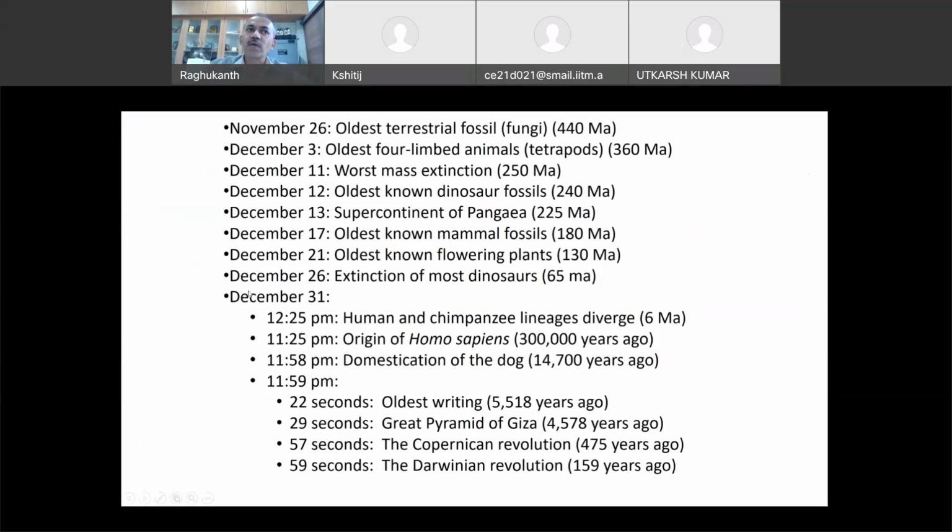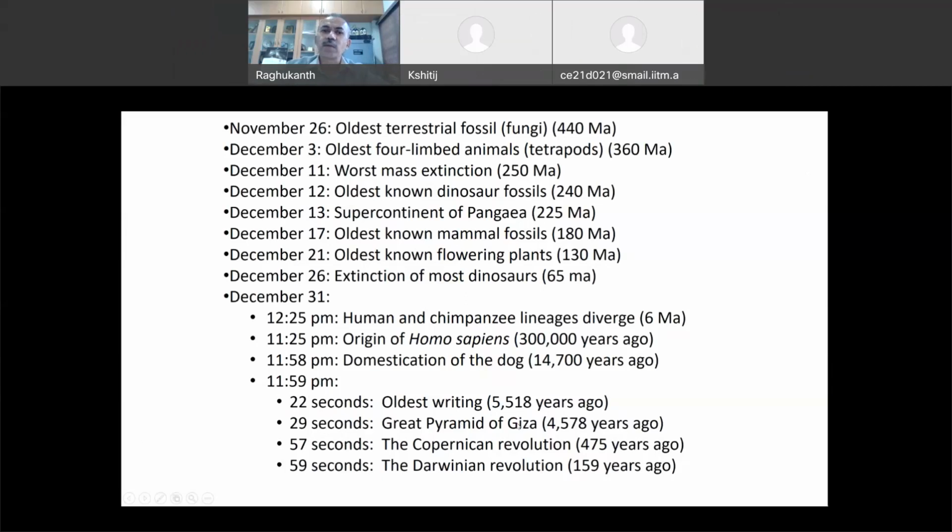So December 31st at 12:25 p.m. basically, humans and chimpanzees diverge, and then at 11:25 Homo sapiens, then domestication of the dog, and then at 11:59 and 22 seconds the oldest writing has been found. Then the Great Pyramid of Giza was built on December 31st, 11:59. Compared from the 1st of January, the pyramid was established. Then the Copernican revolution happened. Then the Darwinian theory came at 11:59 seconds basically. So now we are living.